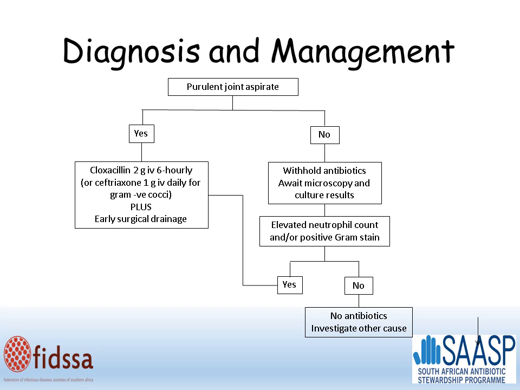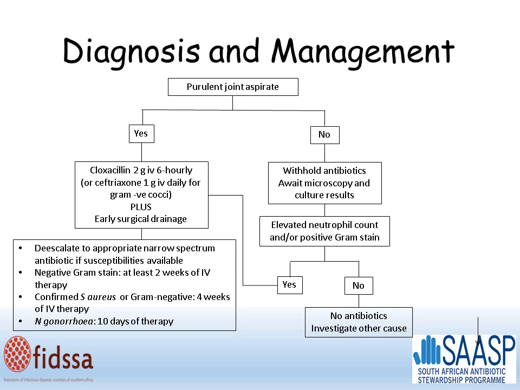Early source control with surgical drainage by joint washout is vital in these patients. You should follow antibiotic prescribing principles by de-escalating to the appropriate narrow-spectrum antibiotic as soon as sensitivities are available. If the gram stain is negative, you should use at least 2 weeks of intravenous therapy. If you confirm Staph aureus or gram-negative, then 4 weeks of IV therapy are necessary. And if you confirm gonococcal arthritis, the treatment is for 10 days.